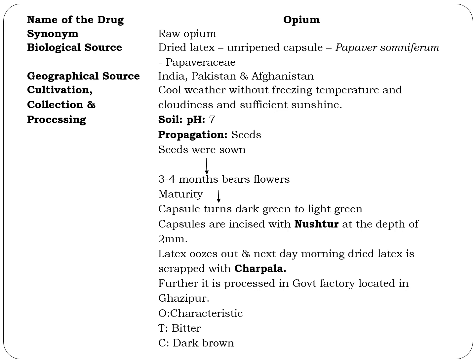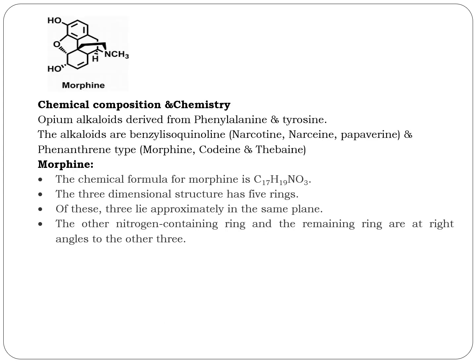The seeds are sown, and after the sowing period it takes 3 to 4 months to bear a flower. When it bears flowers, it matures into a capsule which turns from dark green to light green. The capsules are incised with a knife at a depth of 2 mm. Latex oozes out and the next morning the dried latex is scraped off. Further, it is processed in the government factory located in Ghazipur. The odor is characteristic, the taste is bitter and the color is dark brown.